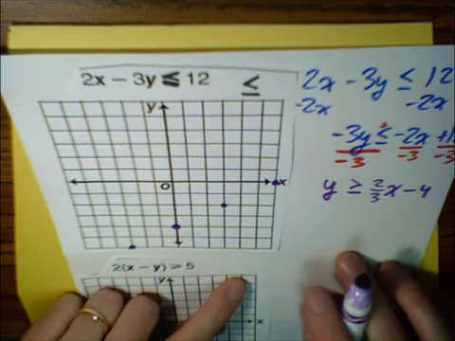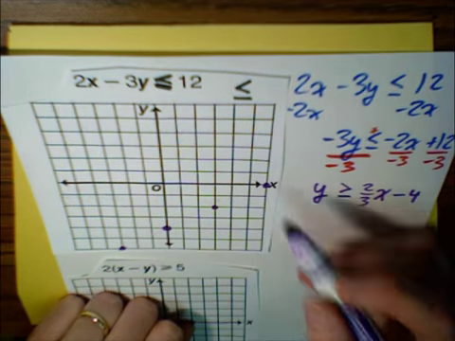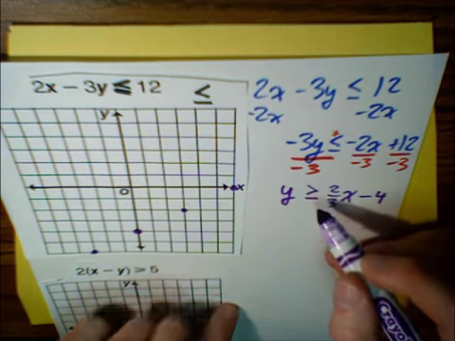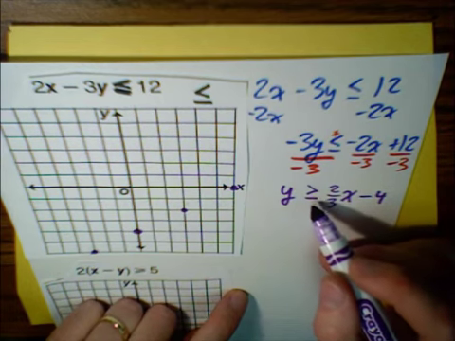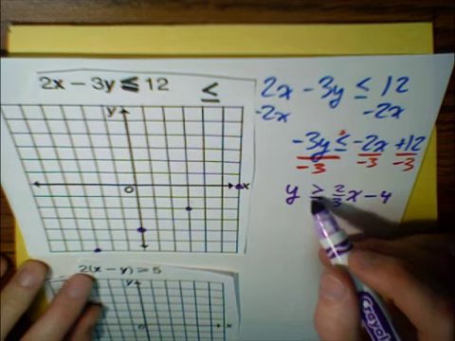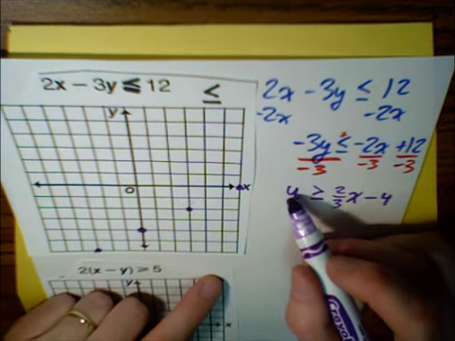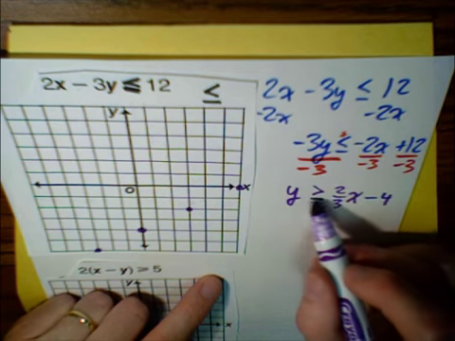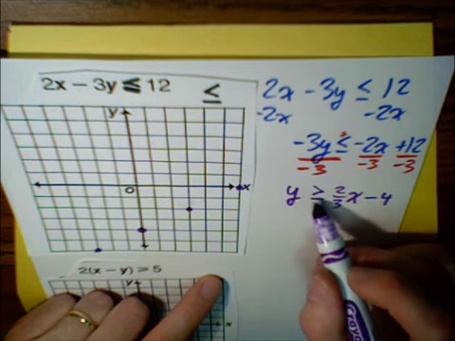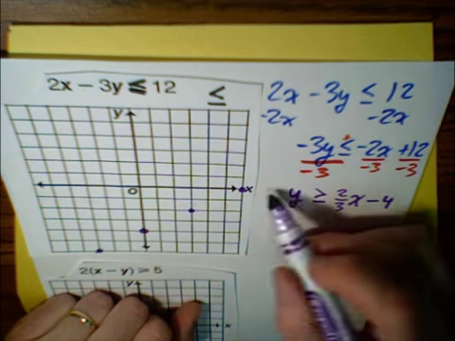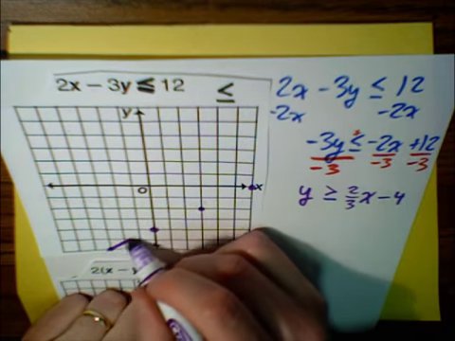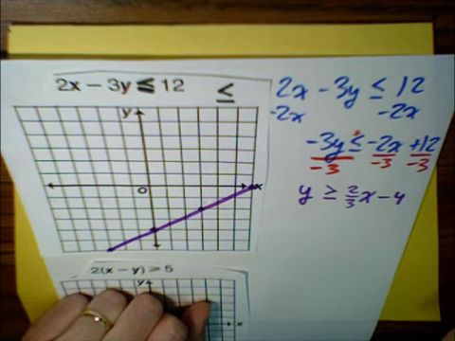Now here's the question. Do we have a solid line through these points or a dashed line? There's an inequality symbol with an equal sign in it. So we're going to use a solid line. Remember, this inequality actually includes the equal sign. Y equals 2/3 x minus 4, which means we would be graphing that with a solid line.